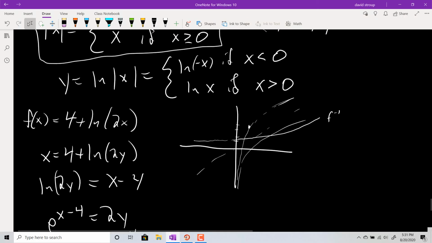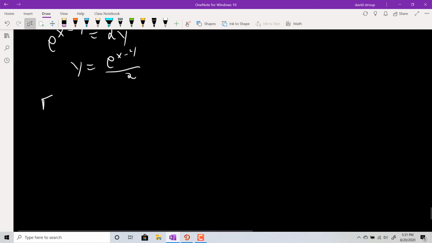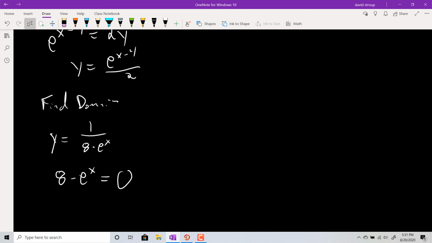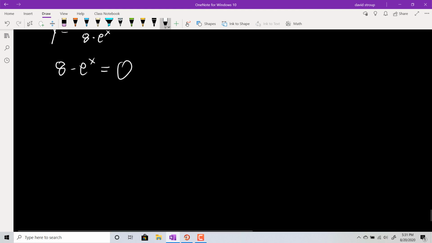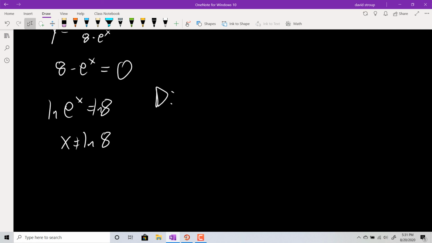1 over 8 minus e to the x. So to find the domain, it's all real numbers except where the denominator is equal to 0. So literally, it's everything except the x's that make that true. So you solve this equation, e to the x equals 8. Take the natural log on both sides. So I have x equals ln of 8, and it's the only bad place. So the domain will be everything except that.